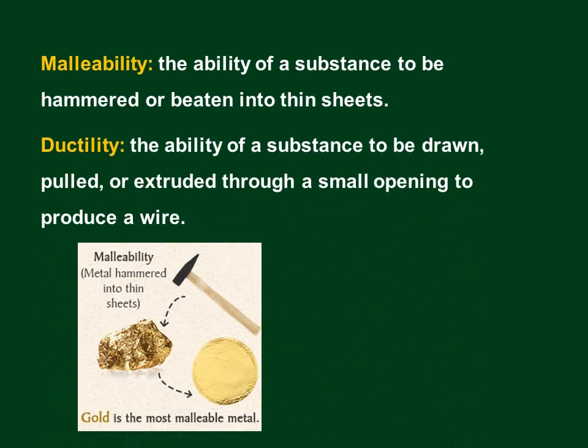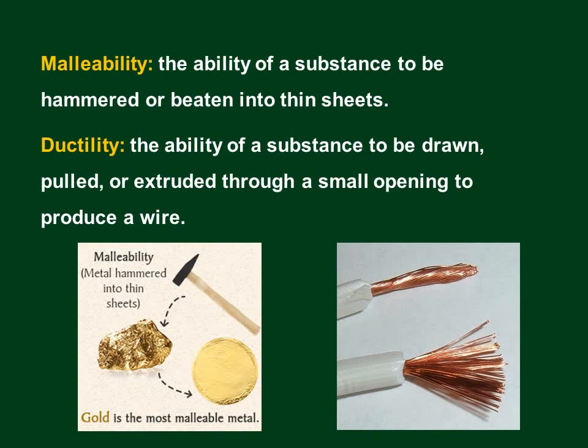Ductility. We can make wires of copper, wires of aluminum, wires of iron. To make wires is called ductility. As you can see here, we can make thin wires of copper. The ability of a substance to be drawn or pulled to form wires, or extruded through a small opening to produce a wire, is called ductility. So metals can form wires because they are ductile.